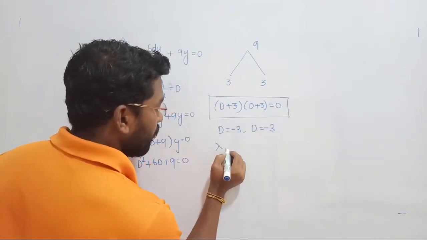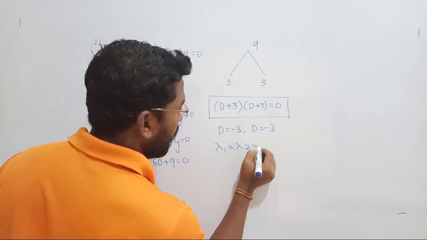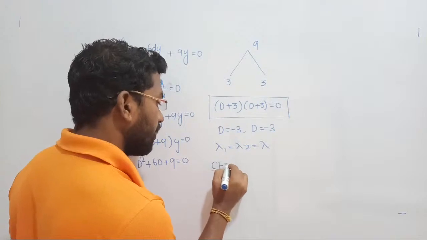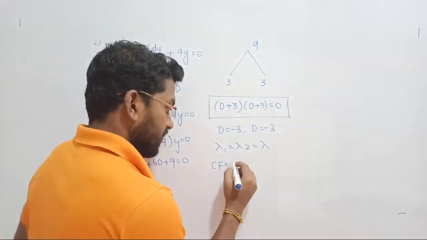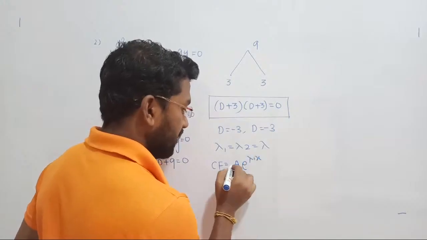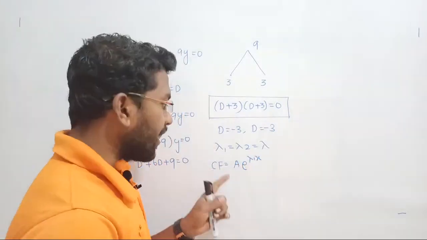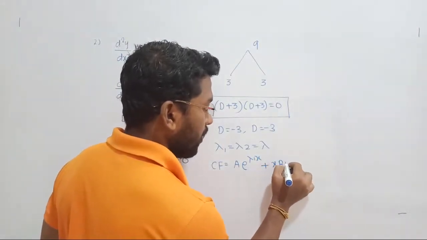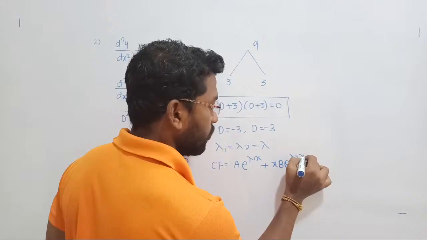We saw if lambda 1 and lambda 2 are equal to lambda, then the solution for that equation, that is the complementary function, can be written as a into e power lambda 1 x, that is x power 0 into a into e power lambda 1 x, plus x power 1 into b into e power lambda 2 x. Do you all agree with me?